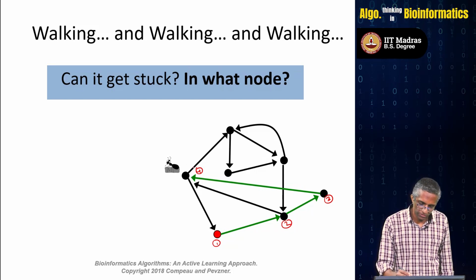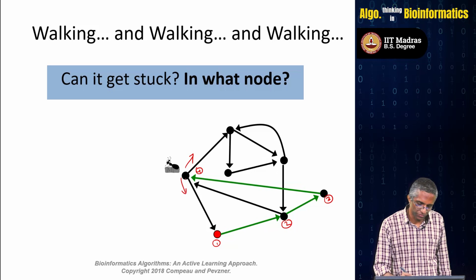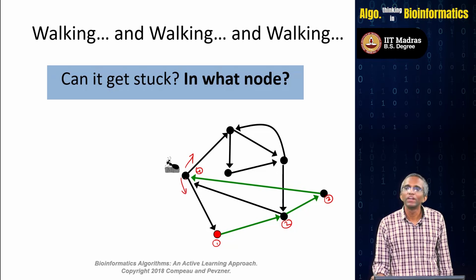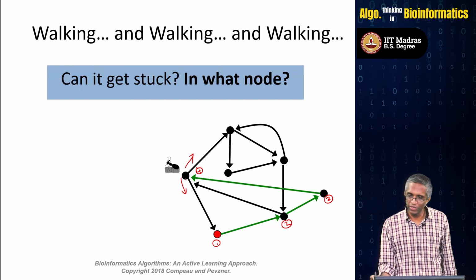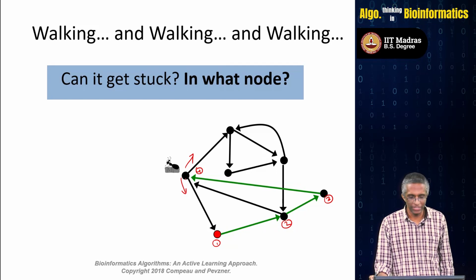So now there are two paths to go, right? It can go either this way or this way, right? If it goes this way, it will get stuck. Yes, exactly. If it goes the other way, it won't. I mean, it may still get stuck later on, but at least not in the very next step, right?